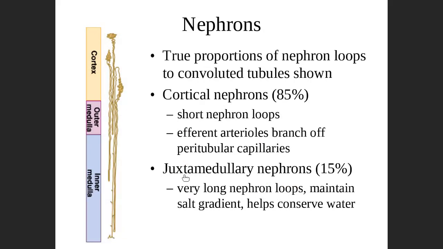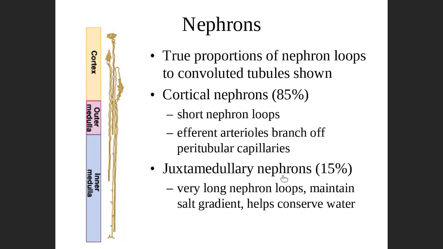Difference between cortical nephrons and juxtamedullary nephrons. There are much more cortical nephrons than juxtamedullary nephrons, 85% relative to 15%. But it's the juxtamedullary nephron right here that is involved in maintaining the salinity gradient. Please note that the loop of Henle helps make the salinity gradient, and the greater the gradient, the greater the ability to concentrate urine.